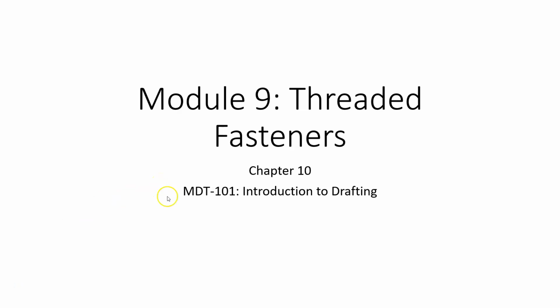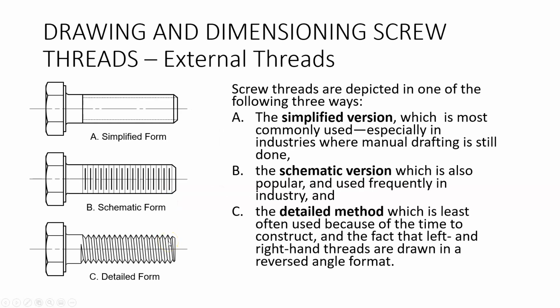So this is Chapter 10 in your textbook. One of the first things that we have to figure out when we start to draw threaded fasteners, or any type of threads in a drawing, is how we are going to represent the threads on the drawing. We don't just draw the threads in their actual appearance, the way they actually look in real life, because that can be very complicated. We have options to simplify the threads and how they look in our drawing.